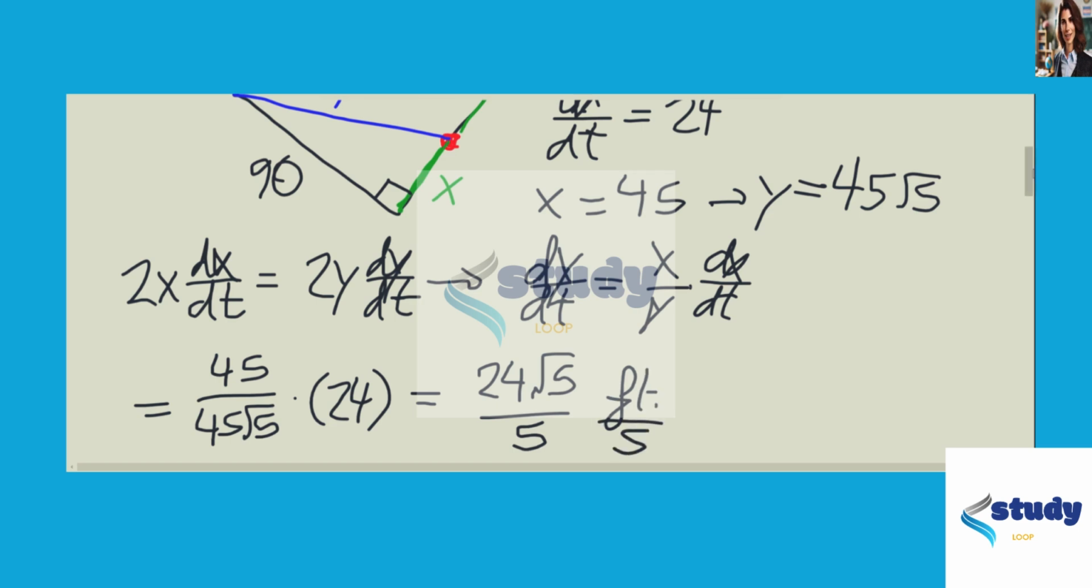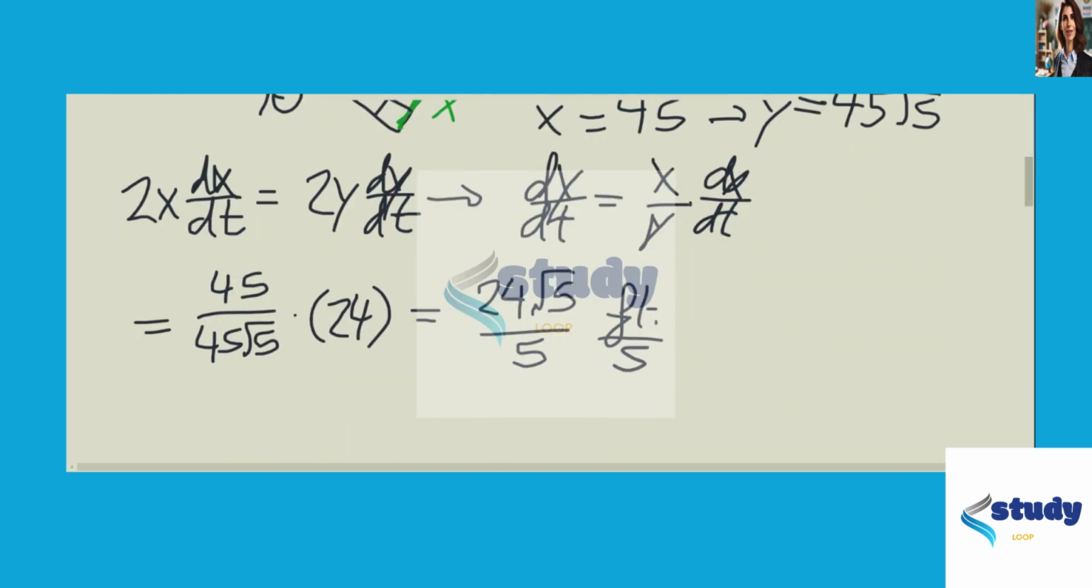And so our answer is simply the opposite of our answer from part A.